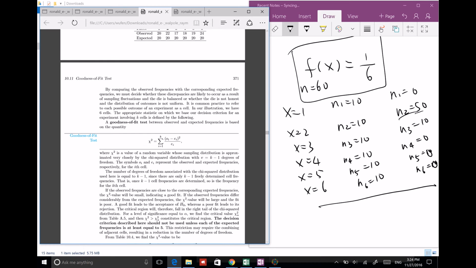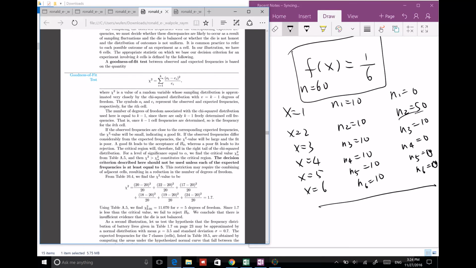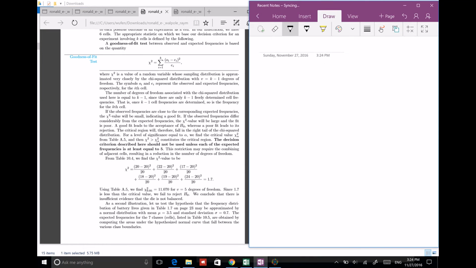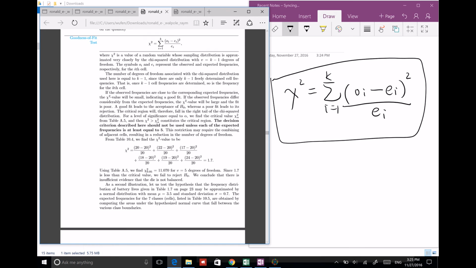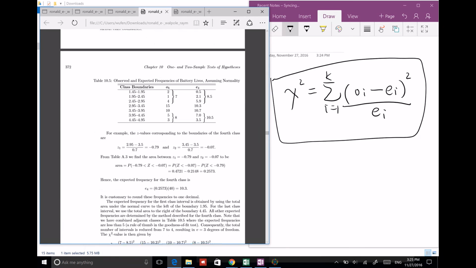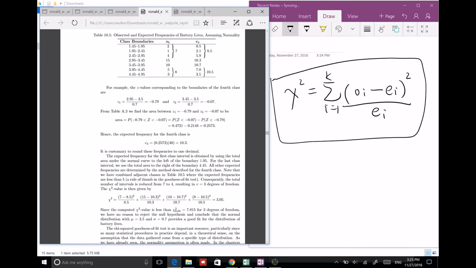Okay, so for the goodness of fit test, we use chi-square. The formula is chi-square equals the sum from i equals 1 to k of (O_i minus E_i) squared over E_i, where O is the observed value and E is the expected value. We use this formula to find the chi-square value. There are two problems in the homework that will ask you to find the chi-square using this formula, which is not really hard. There's also a formula to find the expected value.